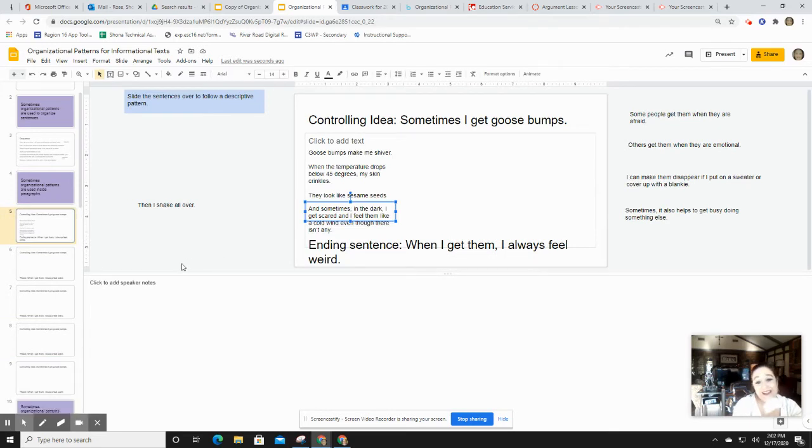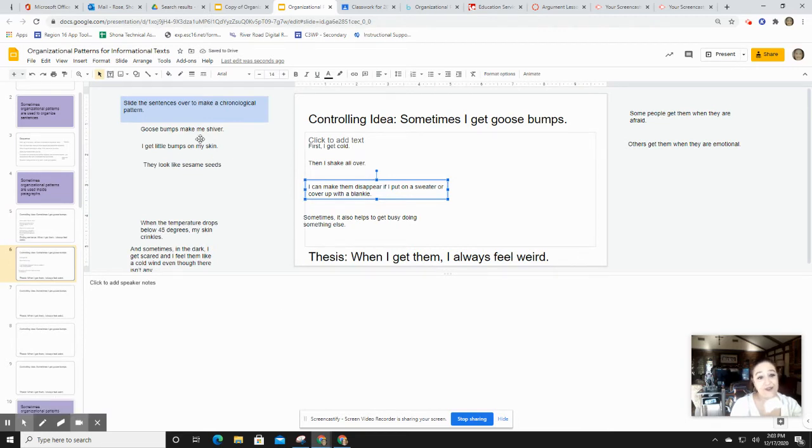So here are the ideas of how I thought I might develop my paragraph. I want to describe what it's like when I get goosebumps, and so I slid over the sentences about what they did to me. They make me shiver, about the time whenever I experience that. I've actually got 2 of those. Sometimes it's when I get cold, and sometimes it's when I'm afraid. And then I also have a sentence over here that they look like sesame seeds. And so I can really add those ideas in a way that shows that I'm describing these goosebumps.